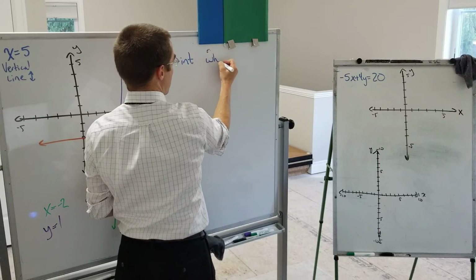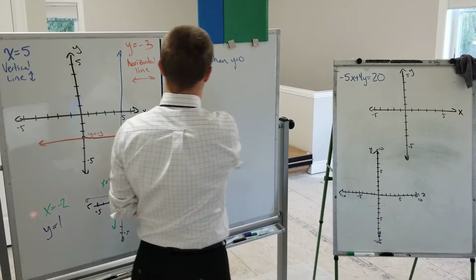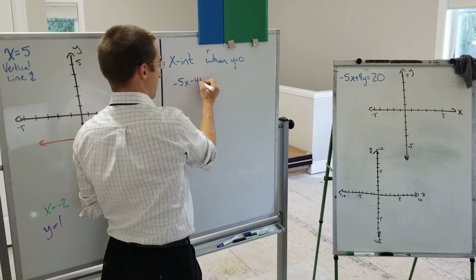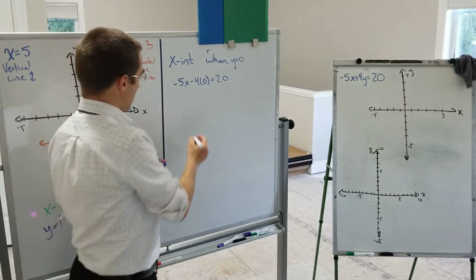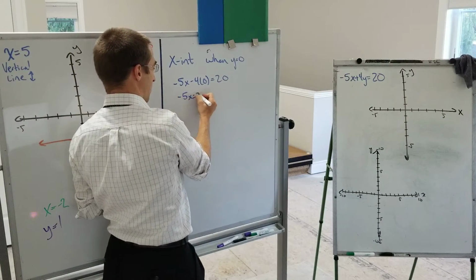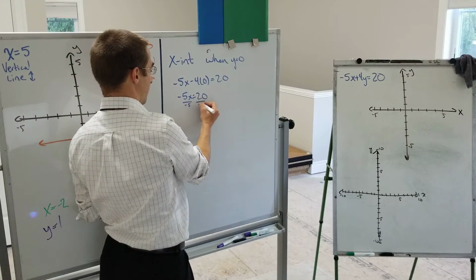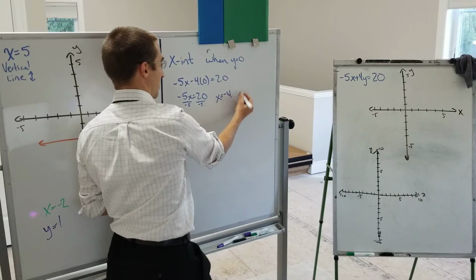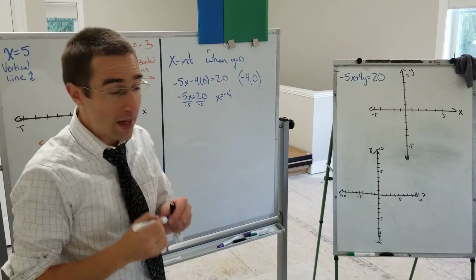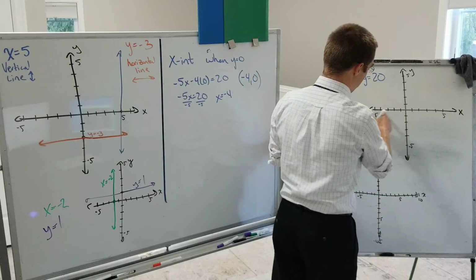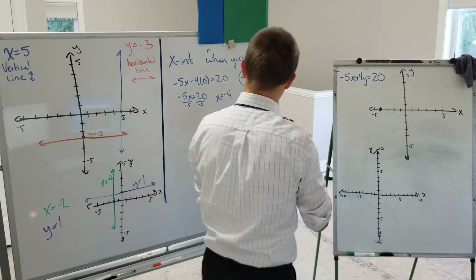The x-intercept is when y equals 0. So I'm going to go negative 5x plus 4 times 0 equals 20. I replace the y with a 0, which is just negative 5x equals 20. And I'm trying to solve for the x number here. So I divide by negative 5, and I get x equals negative 4. So my x-intercept is negative 4, 0. And I can put that on my graph. I go here, negative 4, 0. X is negative 4, y is 0.